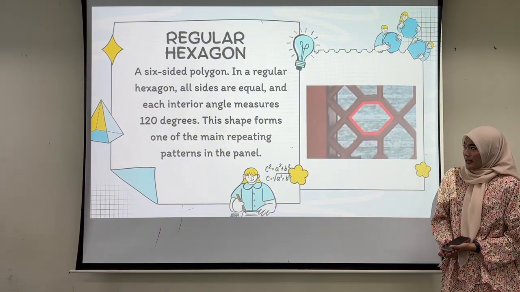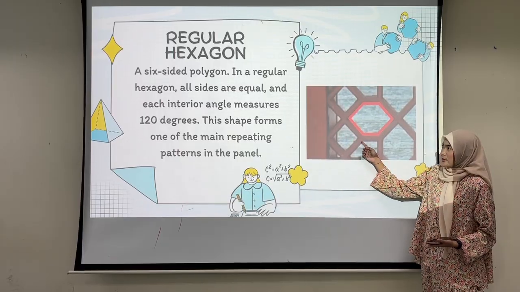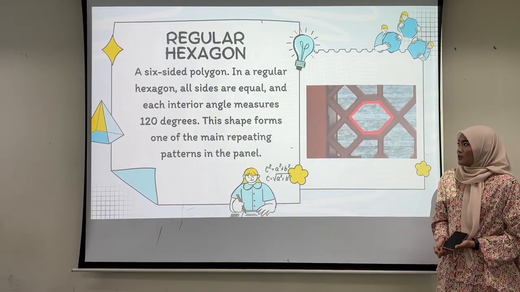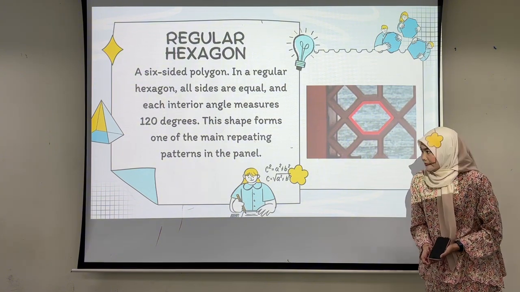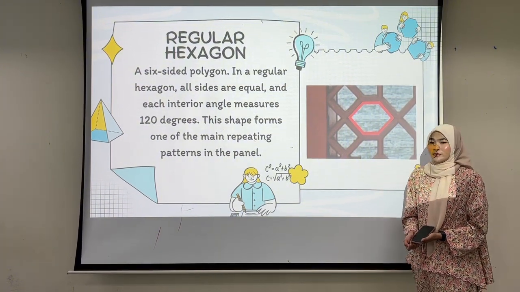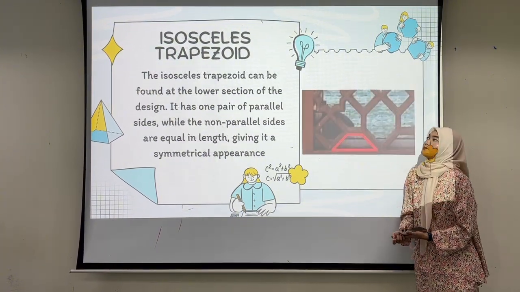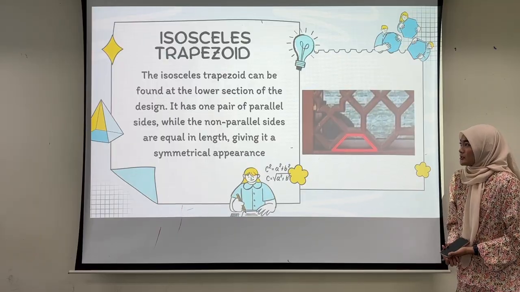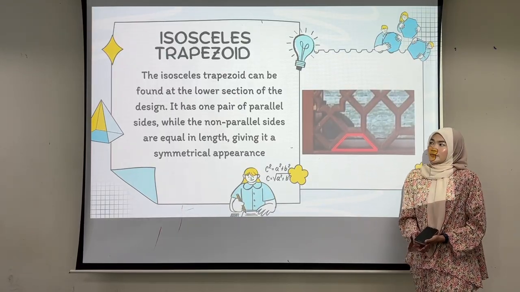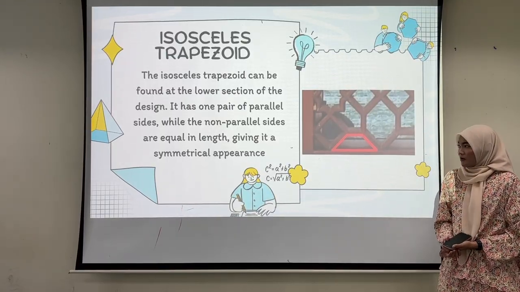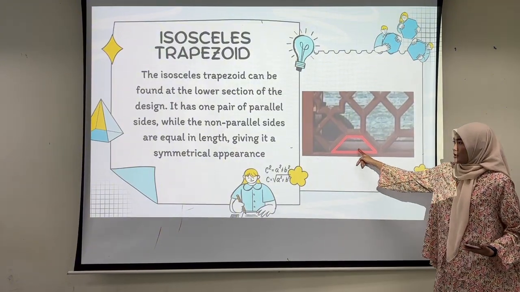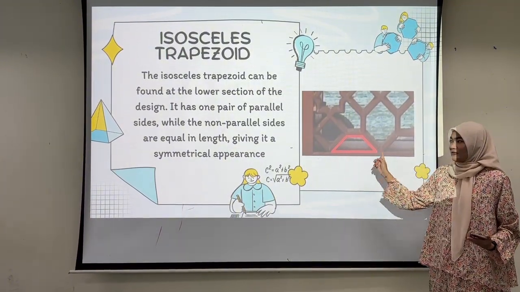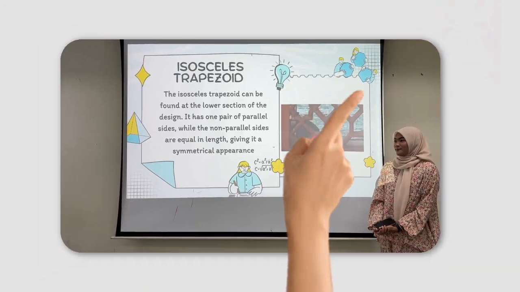Next, we have regular hexagon, a 6-sided polygon. In a regular hexagon, all sides are equal and each interior angle measures 120 degrees. This shape forms one of the main repeating patterns in the panel. Last one is isosceles trapezoid. The isosceles trapezoid can be found at the lower section of the design. It has 1 pair of parallel sides, while the non-parallel sides are equal in length, giving it a symmetrical appearance.